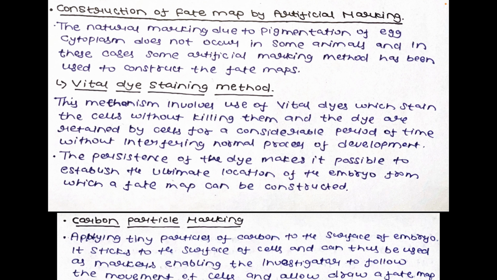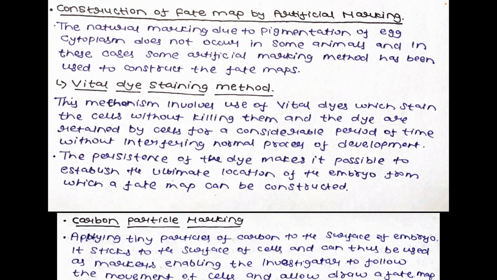There are three artificial methods. We'll take them from the classic to the modern. The first one is the vital dye staining method. This is the most important method historically, the one that gave us the first proper amphibian fate map. So let's learn it thoroughly.